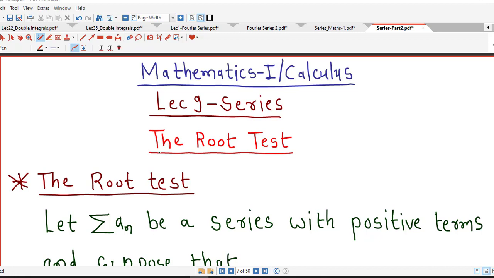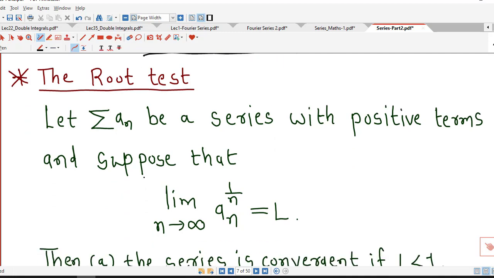In this lecture, we will talk about another important convergence test known as root test. So we first understand what is root test. Root test is also applicable for positive term series.